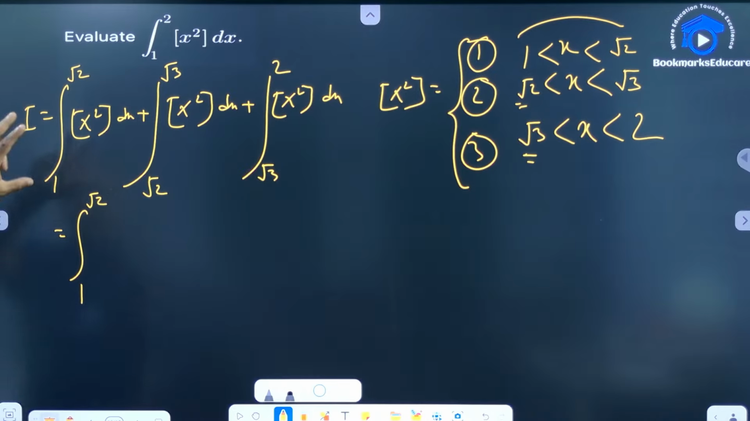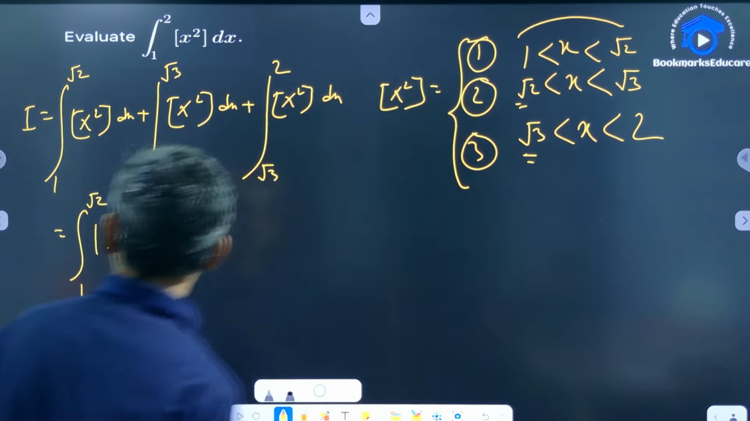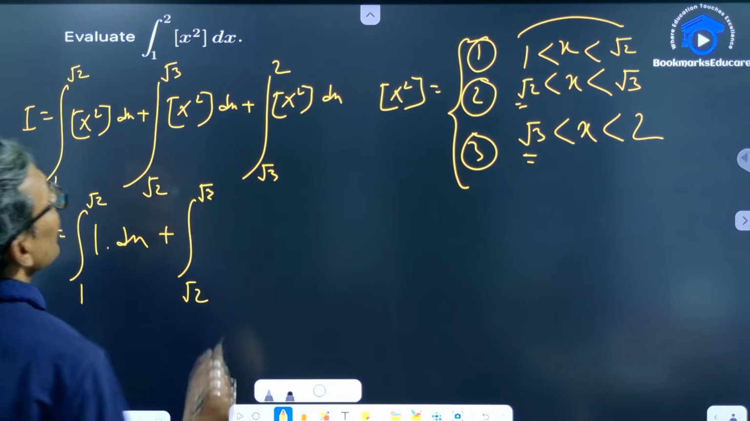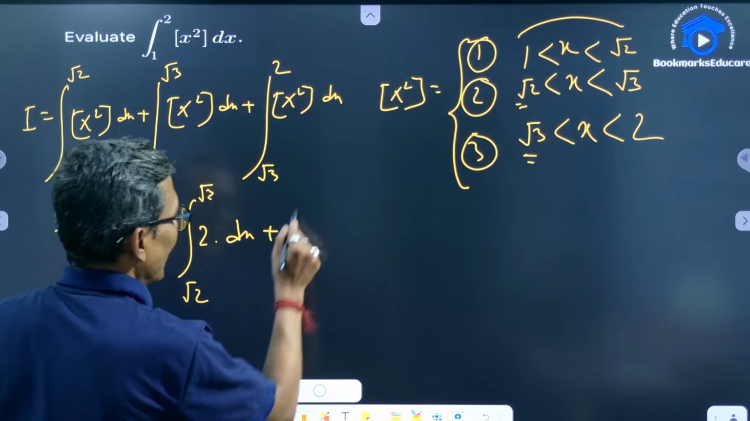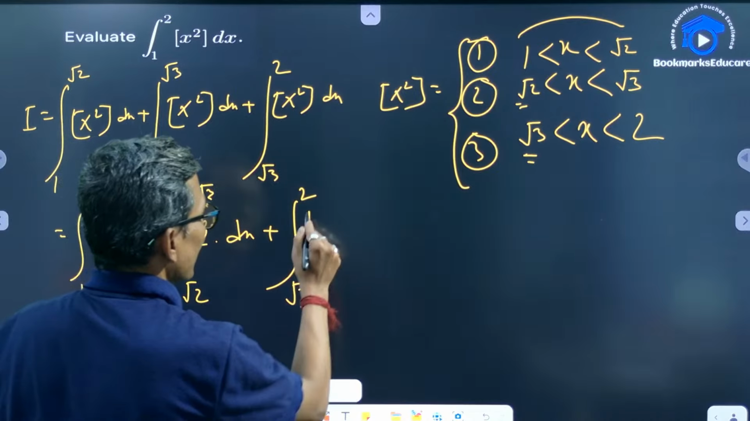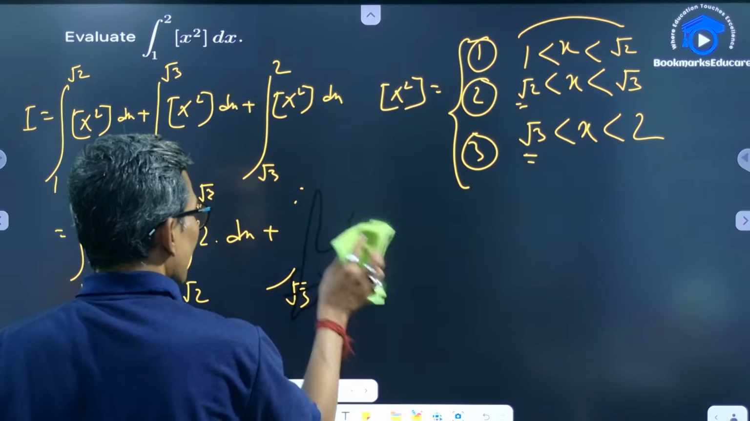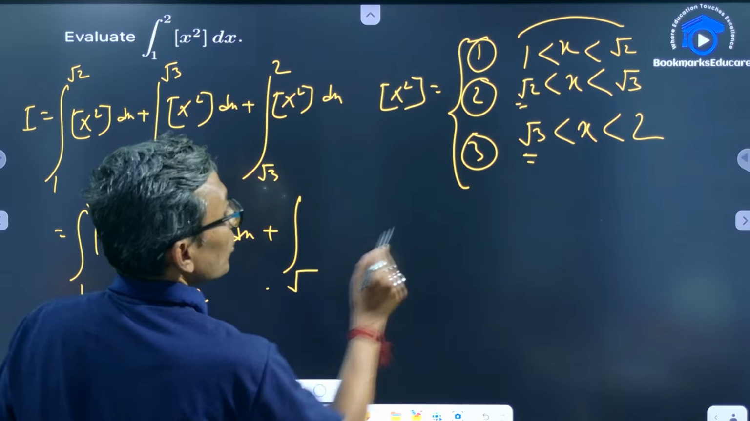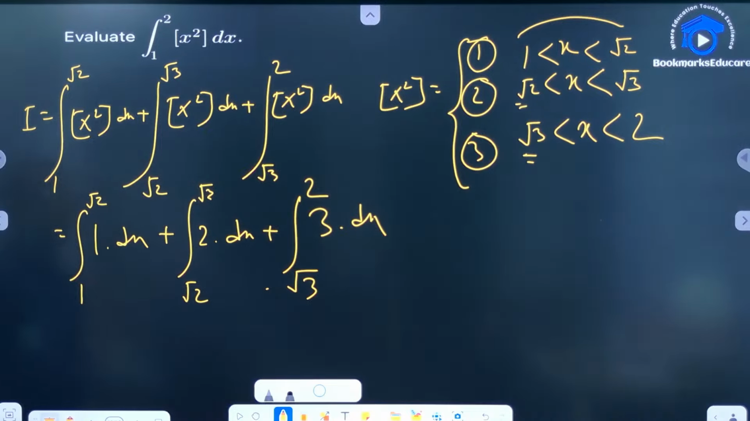इस इंटरवल में थर्ड ब्रैकेट ऑफ एक्स स्क्वायर का क्या वैल्यू होगा? 1 इंटू dx, 1 प्लस √2 टू √3 इस इंटरवल में थर्ड ब्रैकेट ऑफ एक्स स्क्वायर का क्या वैल्यू होगा? 2 होगा, 2 इंटू dx प्लस √3 टू 2 इस इंटरवल में थर्ड ब्रैकेट ऑफ एक्स स्क्वायर का क्या वैल्यू होगा? 3 हो जाएगा। ठीक है, ये क्लियर?